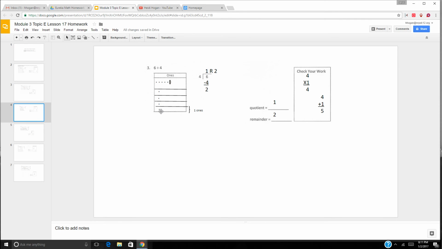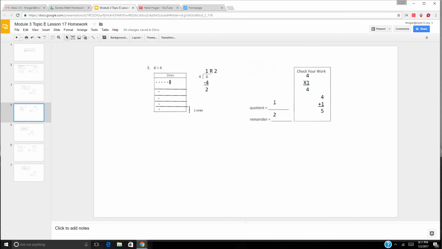But we only have 1 one. And then we have 2 remaining. So if we see how many 4s we can get out of 6, well, there's only 1. 1 times 4 is 4. And 6 minus 4 is 2. So that's our remainder. We check with multiplication.